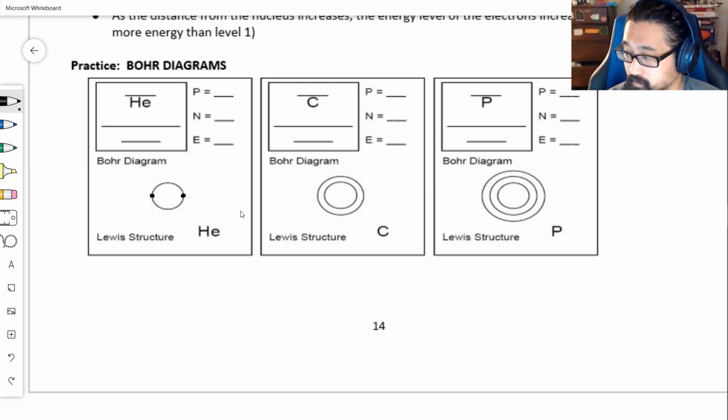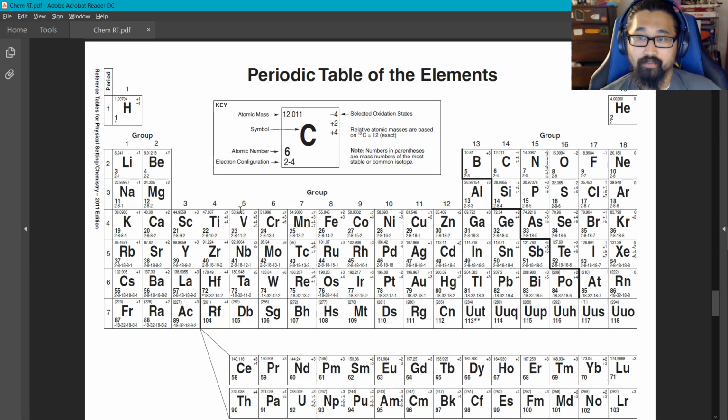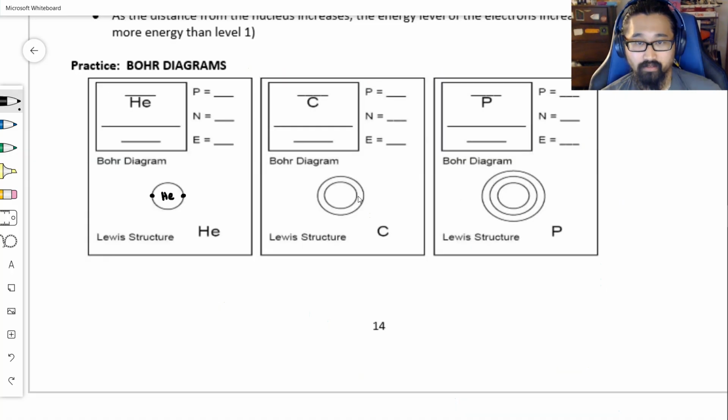Helium has 2 dots because, if I look, helium, right here, has an electron configuration of 2, which says there's only 1 energy level, and on it there are 2 electrons. Carbon is our next one, has 2 dots and 4 dots for 2 electrons and 4 electrons. So, if I do this, I'm going to have 2 dots on the first, I'm going to have 4 dots on the second.